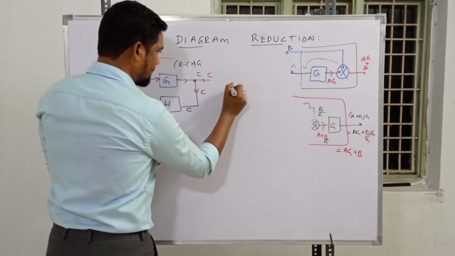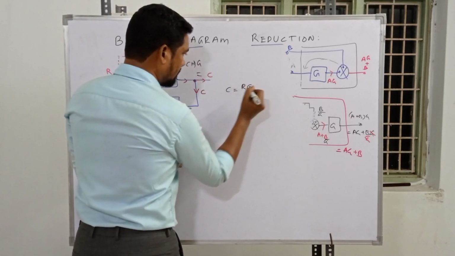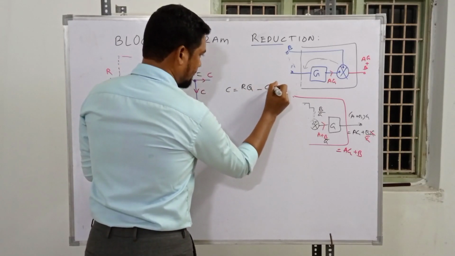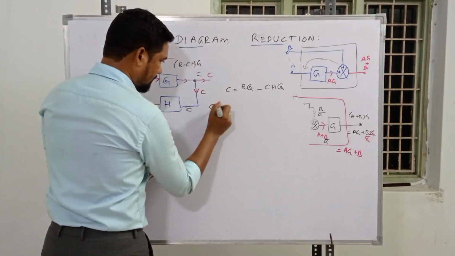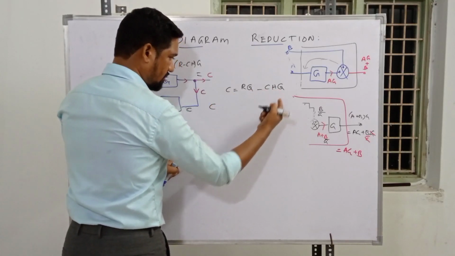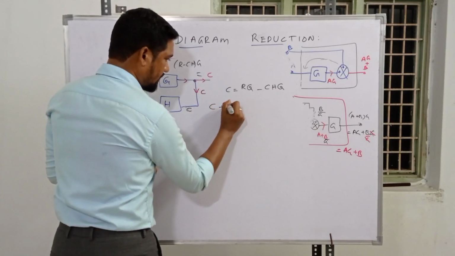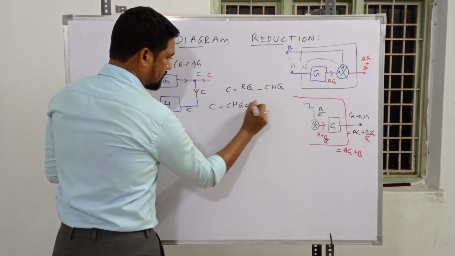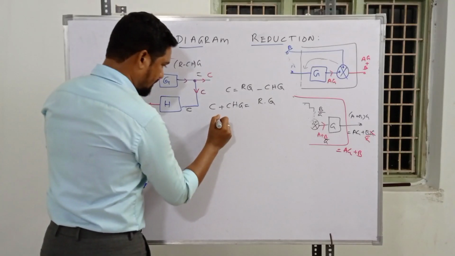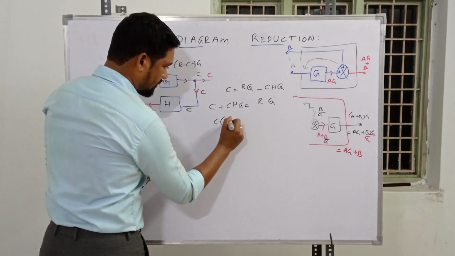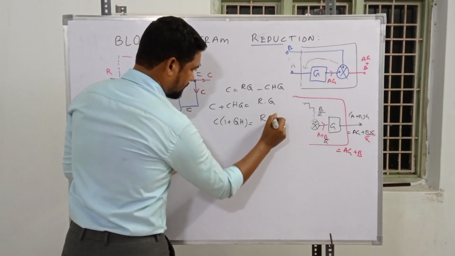So how to write that down? C, which is equal to R into G minus CH into G. Okay, we have C on this side, and pulling CHG to the LHS, what do we have? Plus CHG, which is equal to RG. Taking out C as common, C into 1 plus GH, which is equal to R into G.